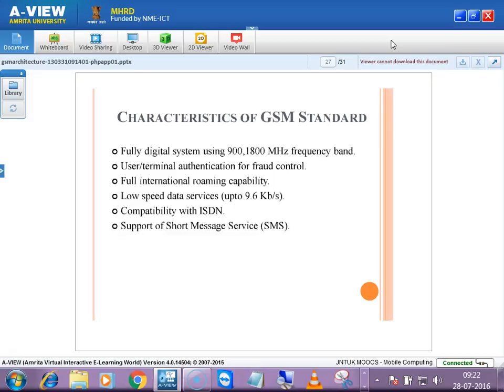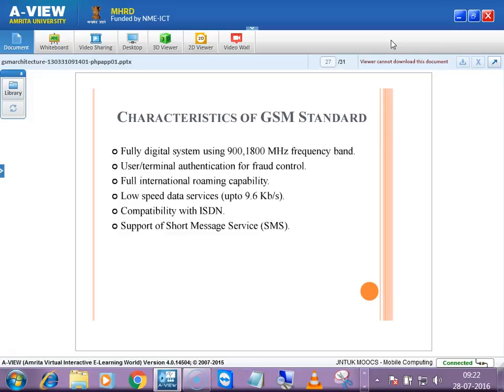But in 2G, it is not the case. Data services started with 2G. And since it is the starting phase, the data rates are very low. In 3G and 4G, in 4G we are almost having in Gbps, almost 50 Gbps, 100 Gbps. It depends on downlink and uplink. I told what is downlink and uplink, right?